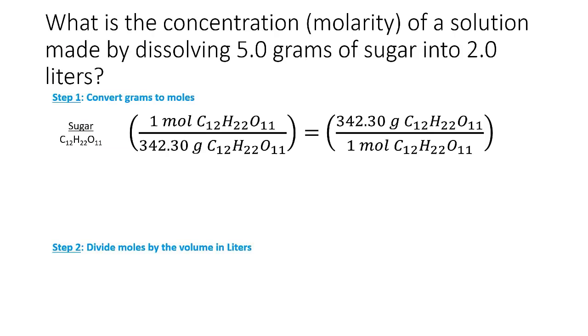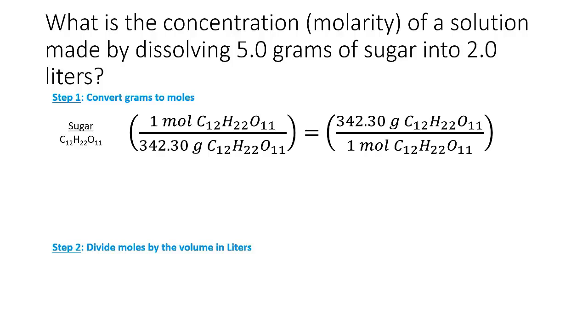So let's do an example together. The question might look something like, what is the concentration of a solution made by dissolving 5 grams of sugar into 2 liters? So in this case, we're going to convert grams to moles. That's your first step. So we have 5 grams. And remember, we've got these two conversion factors to choose from, where if our sugar is C12H22O11, you already know how to calculate the molar mass of this, and that's 342.30.